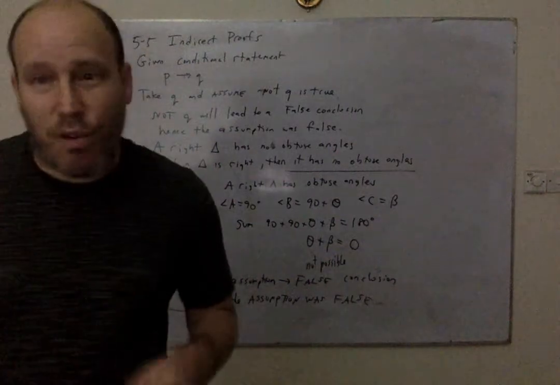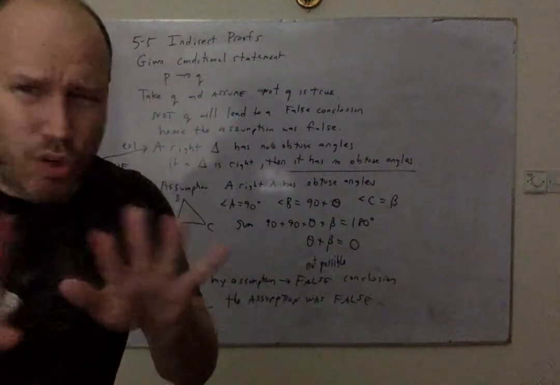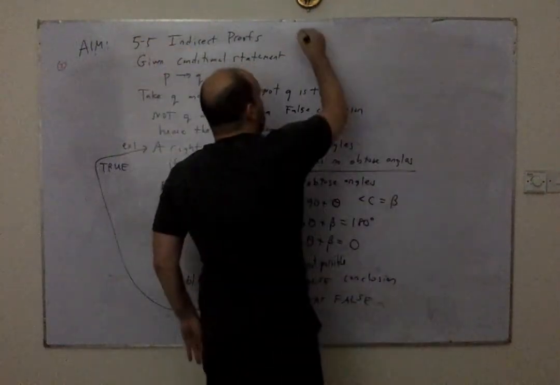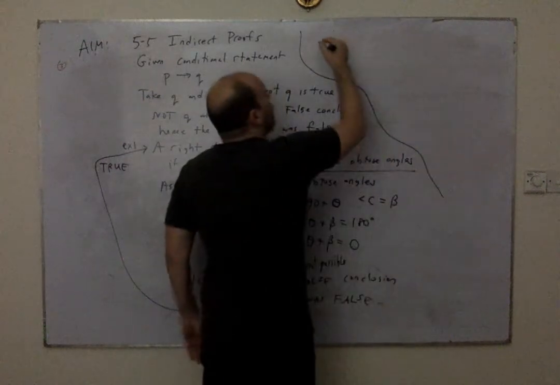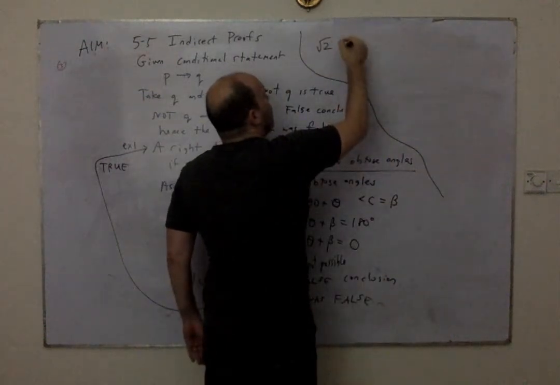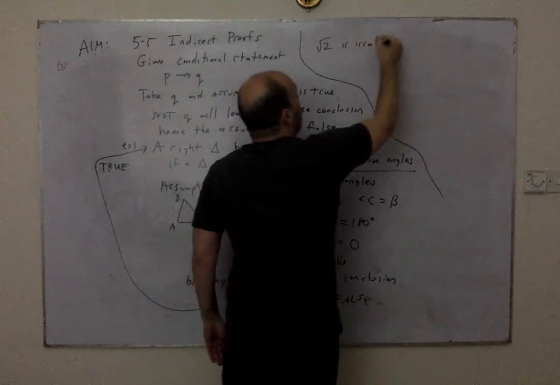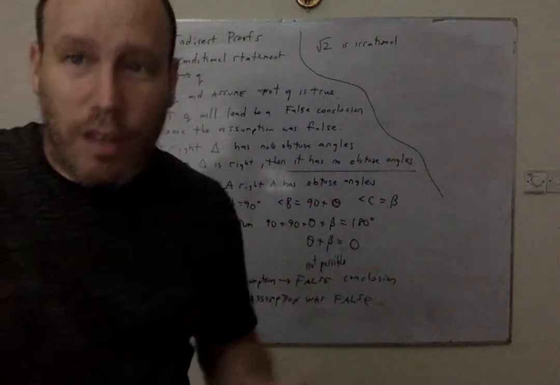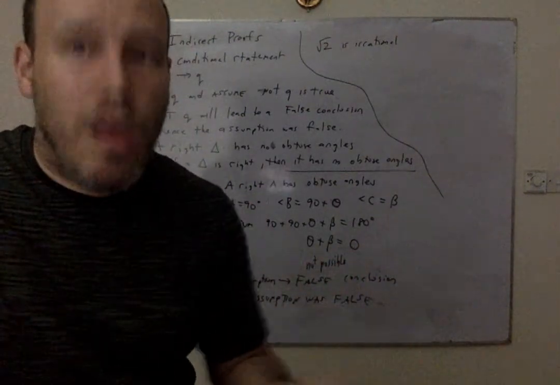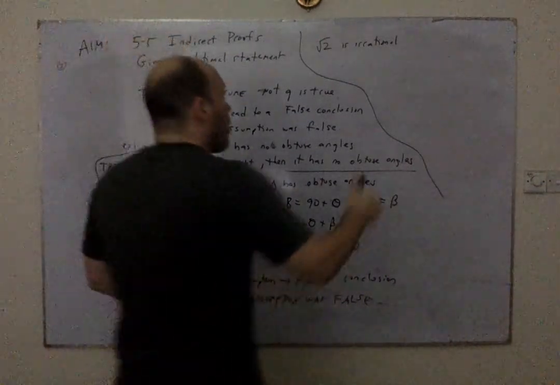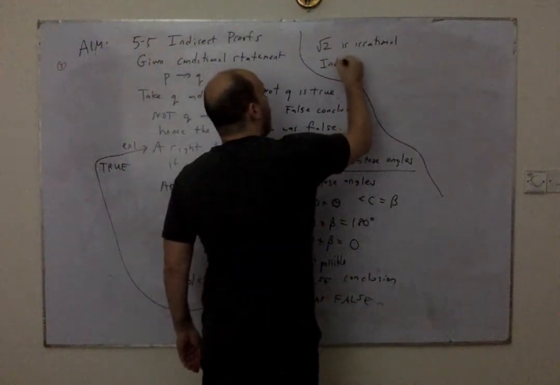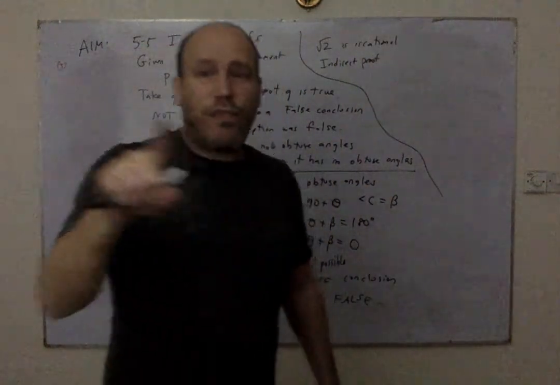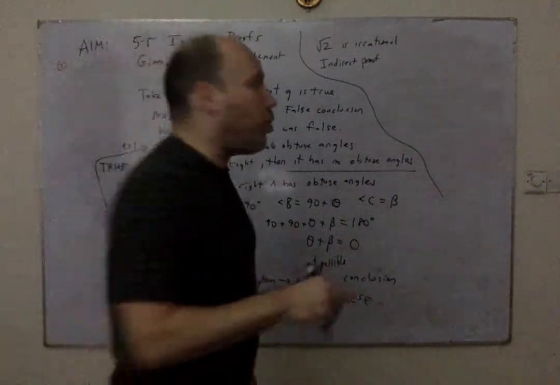Now, a really famous indirect proof is something that's way outside the scope of this class, but we can think about it just for a second: radical 2 is irrational. And so the question is, how do we prove that it's irrational? Well, we use an indirect proof. An indirect proof says, assume it's false, assume radical 2 is rational.